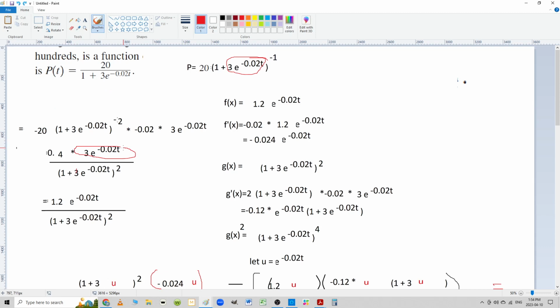Now this is the first derivative. It's pretty easy, and there it is. And so I set that equal to 0. We discover that this part disappears.